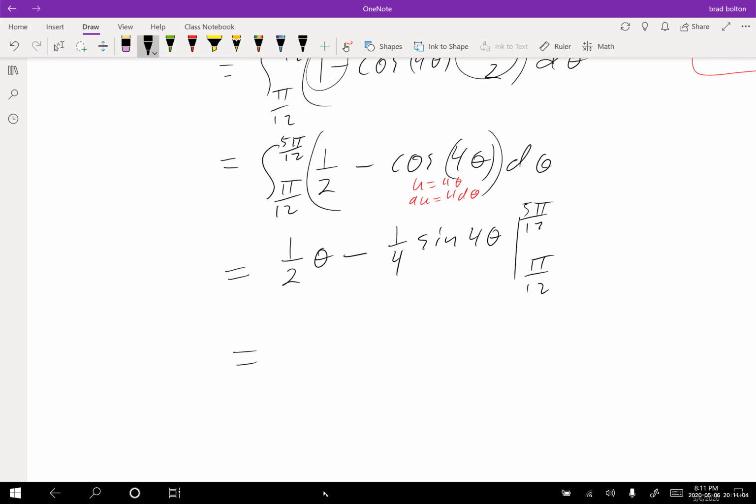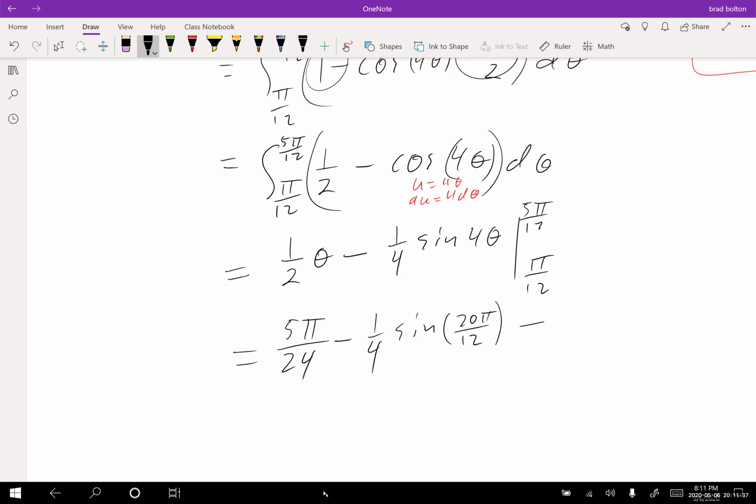So now let's do f of b minus f of a. Let's do the fundamental theorem of calculus. So this will be what? 5 pi over 24 minus 1/4 times the sine. Oh, geez. That's going to be what? 5 pi over 48, I guess. No, that's 20. I'm sorry, I'm doing this wrong. Let's do 20 pi over 12. We'll clean that up in a second.